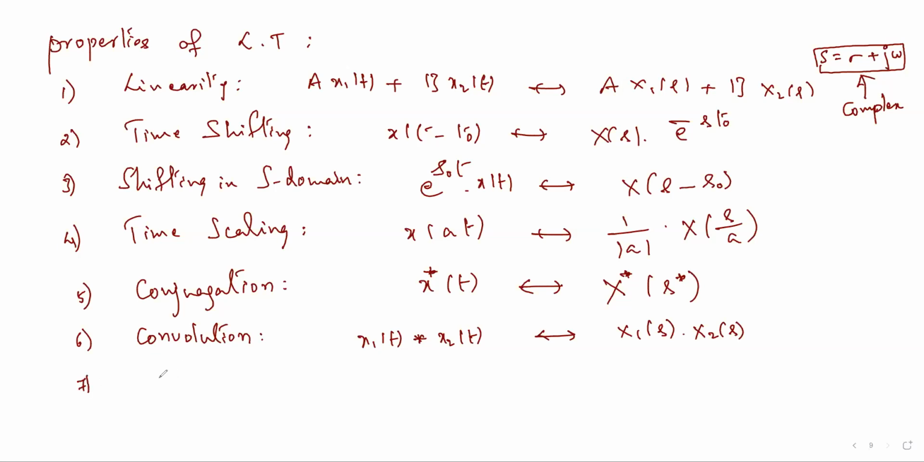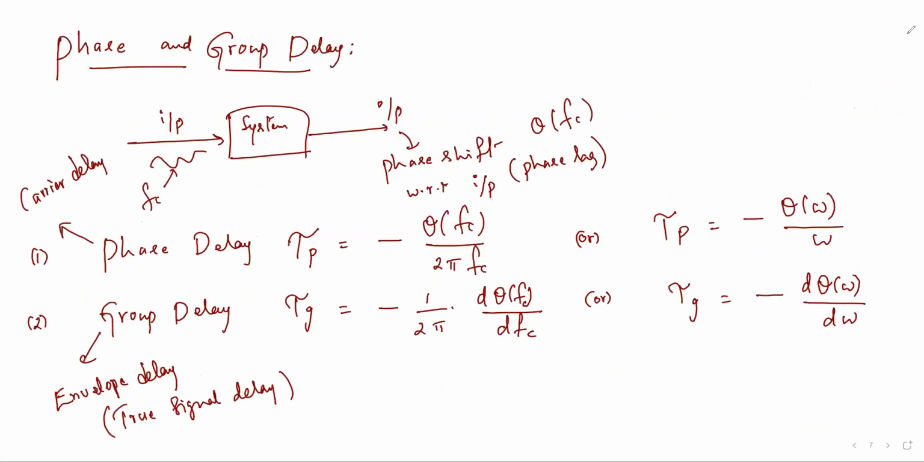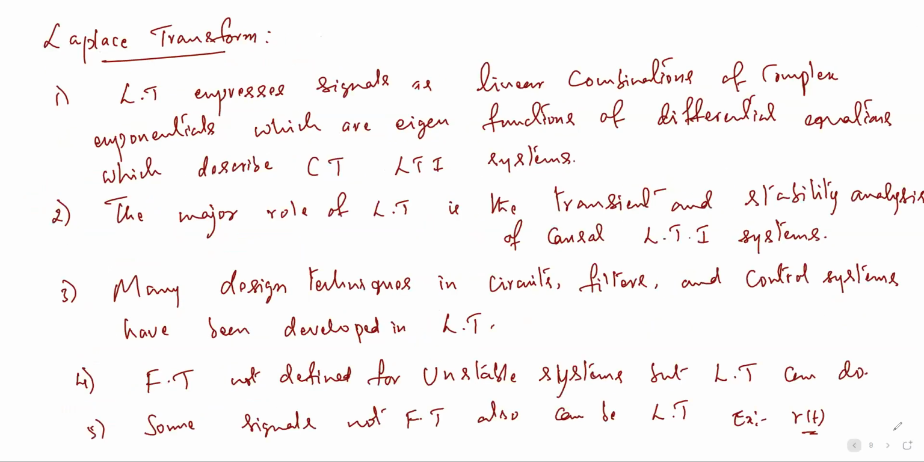Next, time reversal property. Time reversal property says that x of minus t, Laplace transform will be capital X of minus s. Next, differentiation property. This is property number 7, 8th property.